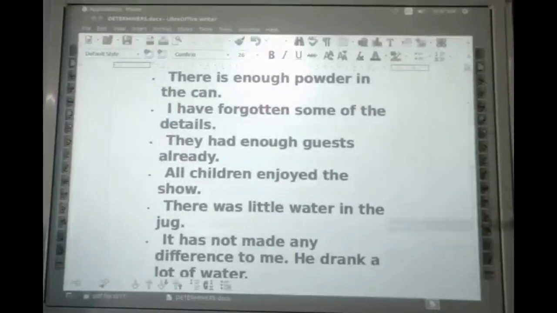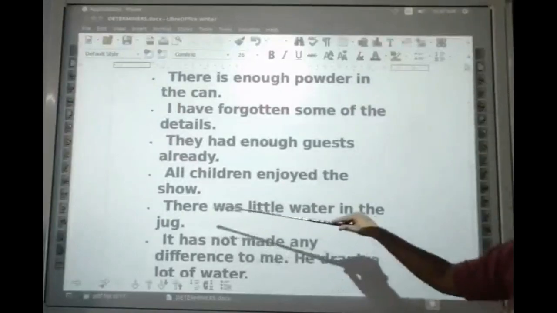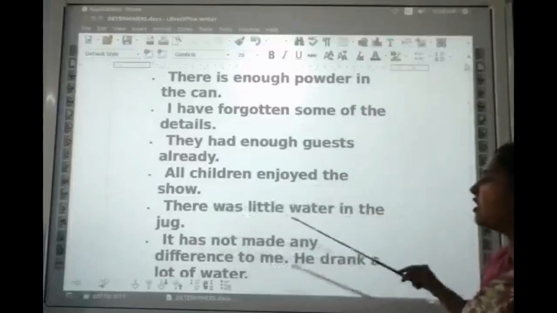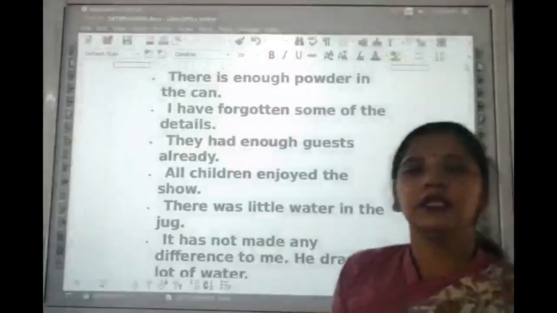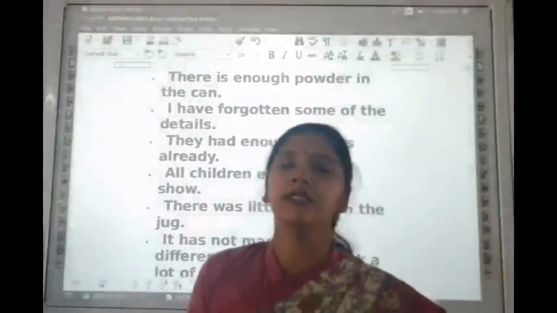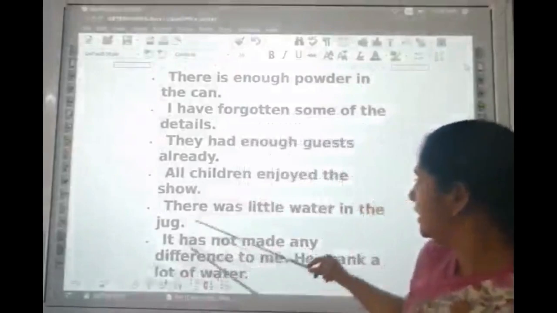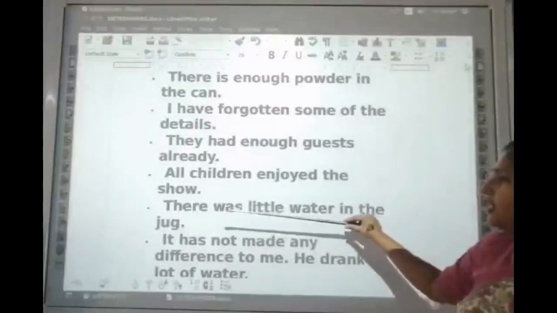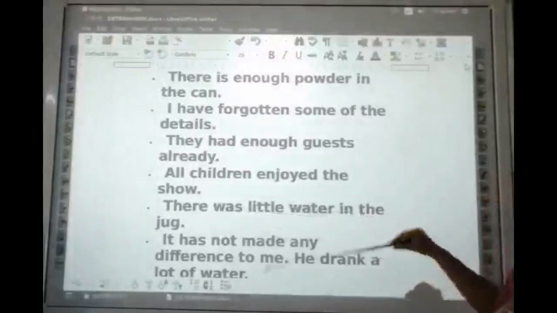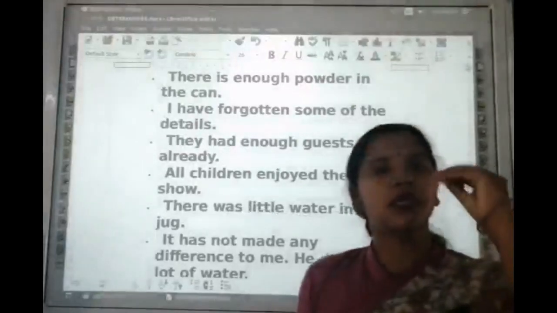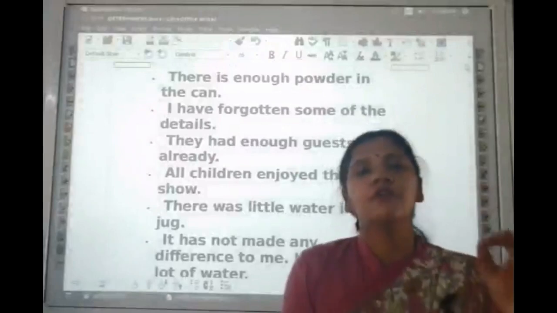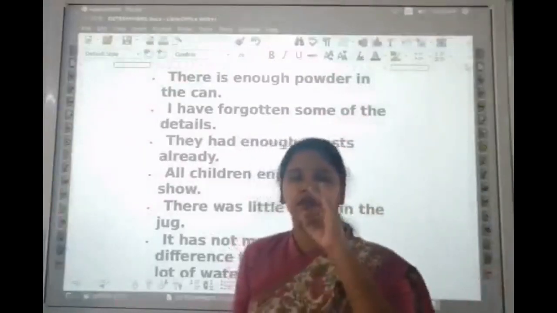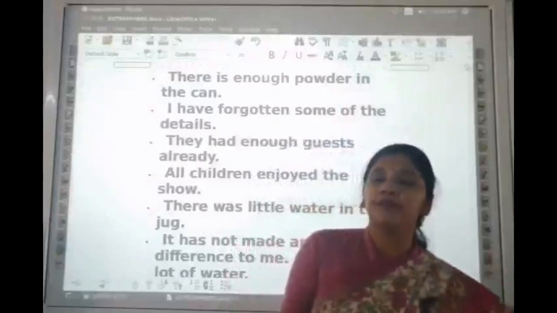One more most interesting thing, see. There was a little water in the jug. Many times we are confused about a little and the little. When the statement is there, it gives some indication of where we put little, where we put a little, and where we put the little.